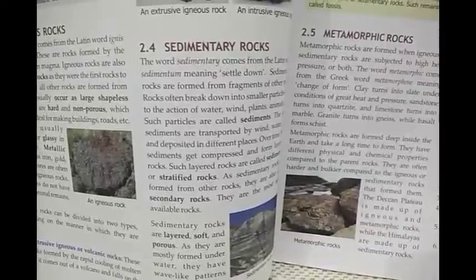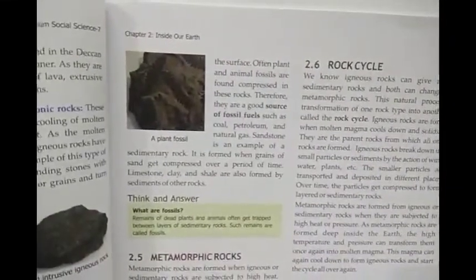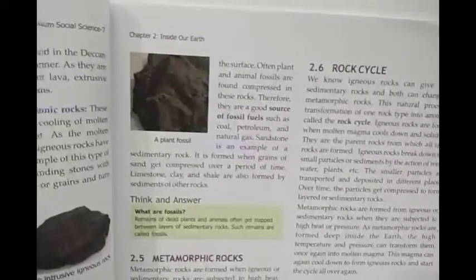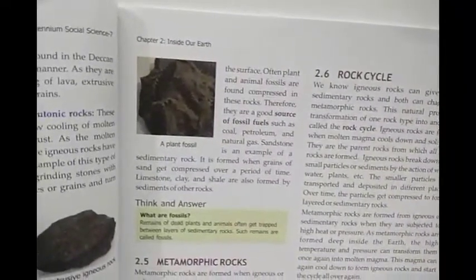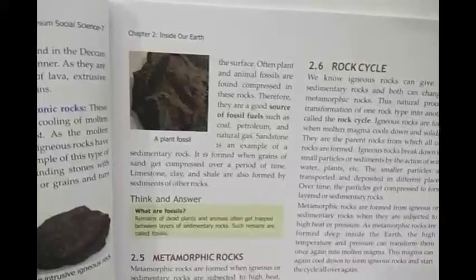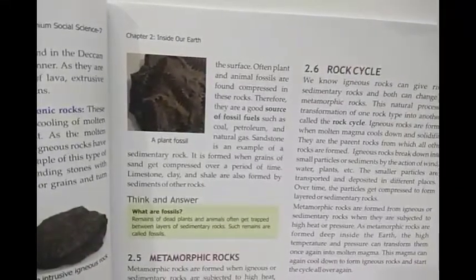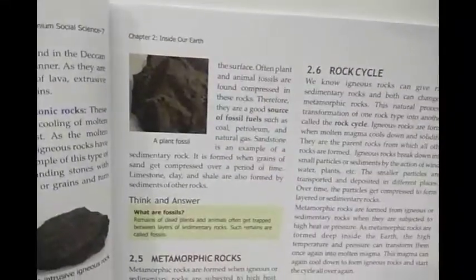These rocks may also contain fossils of plants, animals, and other microorganisms that once lived on them. An example of sedimentary rocks is sandstone, which is made from grains of sand.